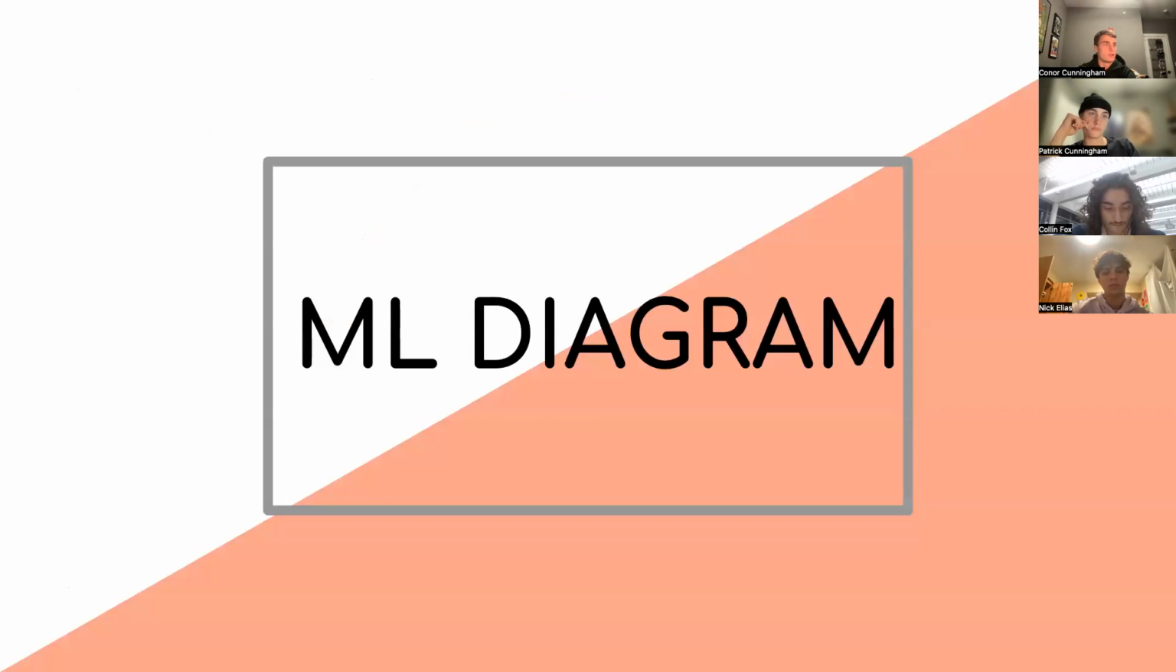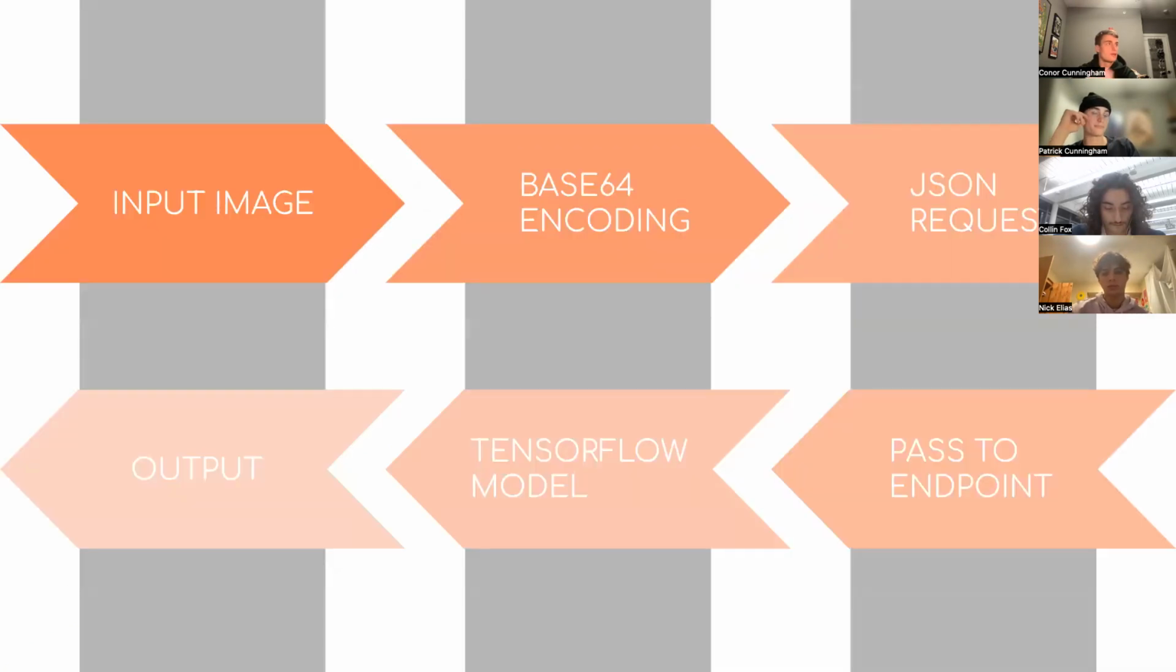And for a demonstration or a diagram of how the machine learning starts. So as you said, the front end will take an input image, which is then handled by the back end. And in the back end, we must first encode this image because we can't just pass a PNG to an endpoint; we need to have a JSON request to pass to the endpoint. So we encode the image in a base64 URL encoding, and then it's formatted in a JSON request. This JSON request is passed to the endpoint through a Python function, which is then fed to the TensorFlow model.